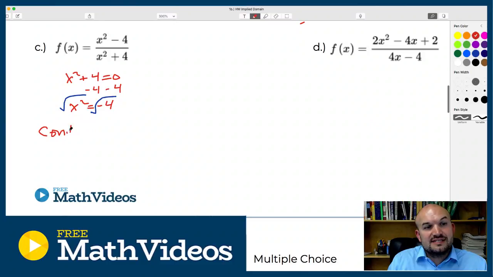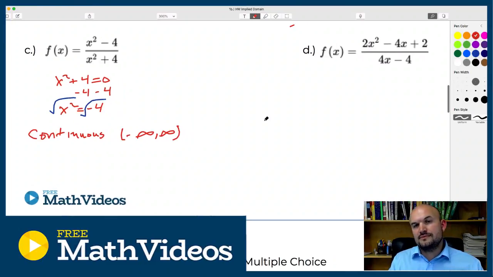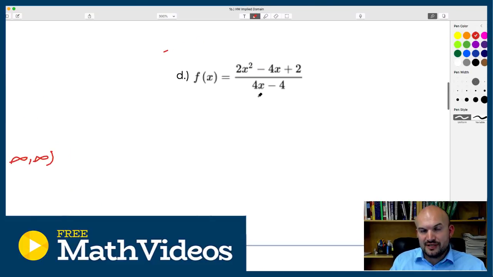So we would say this is continuous, and the domain is from negative infinity to infinity. All right, next example here. Now, this one is really, really important. I really like this one.